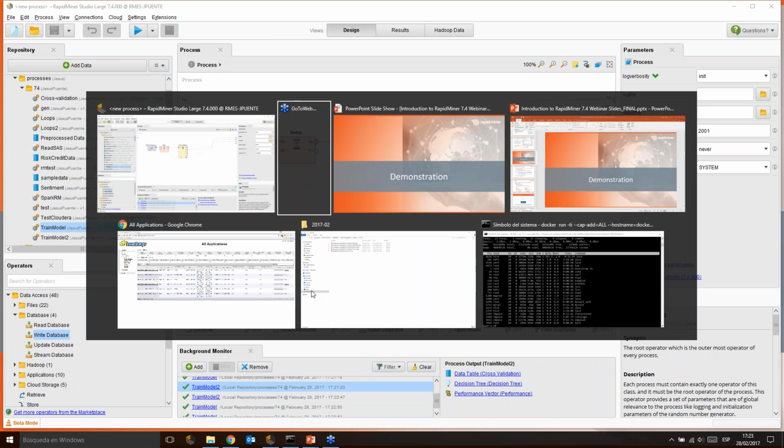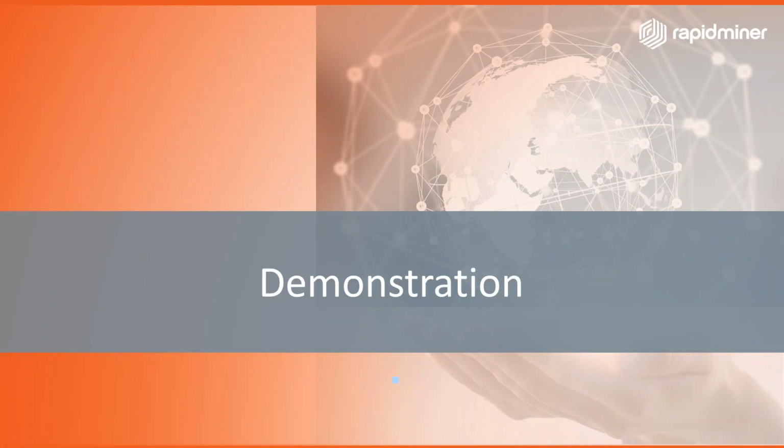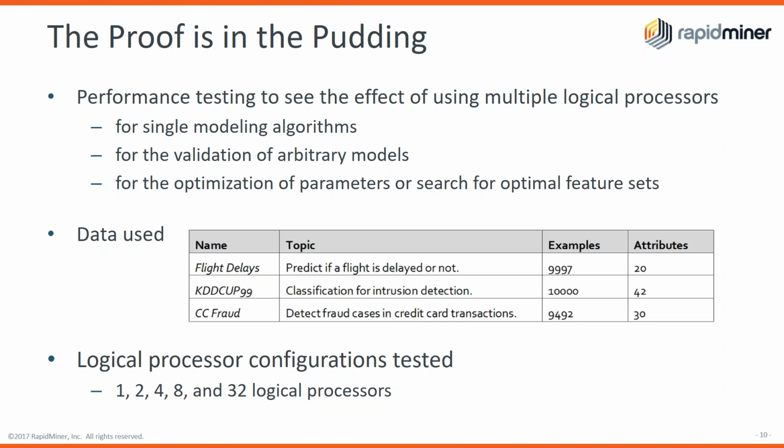So that's basically about that. Going back to the slides, to the presentation, I want to talk a bit more about these kind of performance improvements. So we have studied a bit more. We have created some test configurations using different data, different algorithms, using also different configurations, from 1 to 32 logical processors, just to have some numbers to show, just to see how much this could actually help.